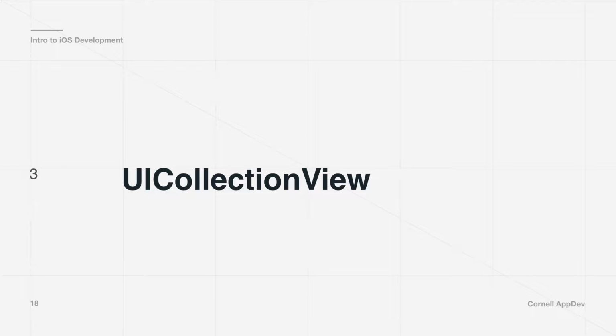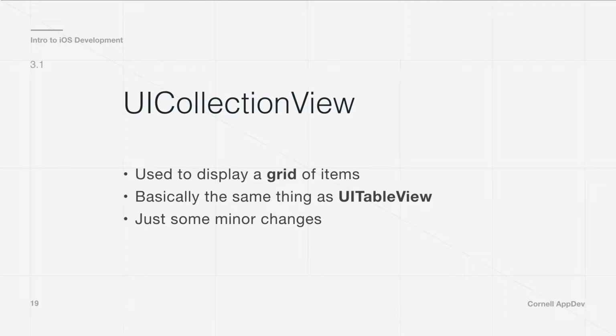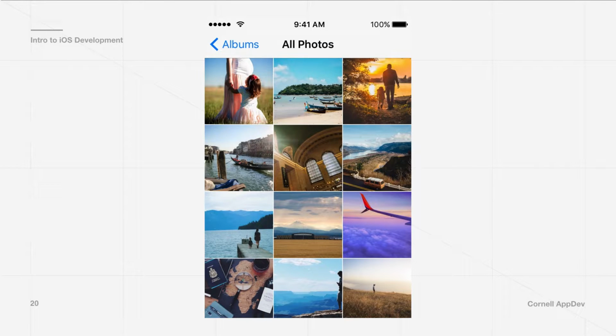Now we're gonna start talking about UICollectionViews. UICollectionViews are used to display a grid of items. So unlike table views, where it's used to display a list, UICollectionViews are used to display a grid of items. They're very similar to UITableViews, just with some minor differences. Here's a simple example of a UICollectionView. This is just your typical Photos app that you have on your iPhones. It's this grid format of photos.